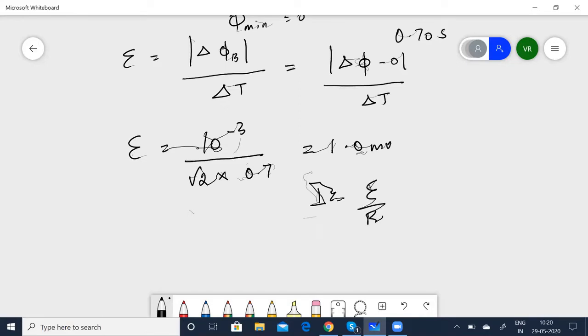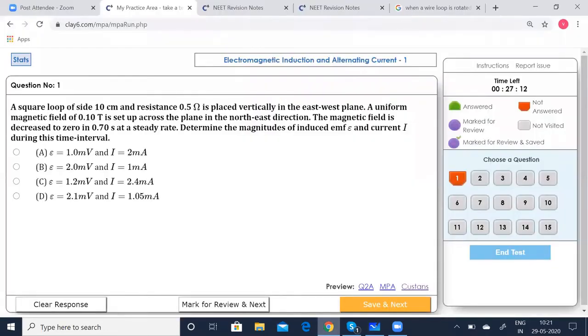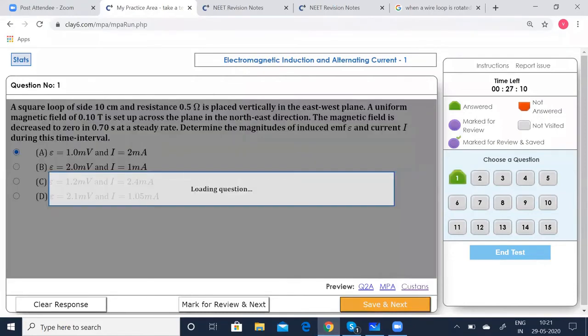And the magnitude of the current is given by I is equal to E by R. Now I is equal to E by R, where R is 0.5. So that gives you 2 milliampere. So it is 1 mV and 2 milliampere. Let us see which option is correct. 1 and 2 milliampere. Option A is correct. Save that, go to the next.